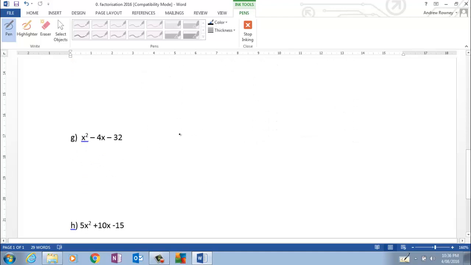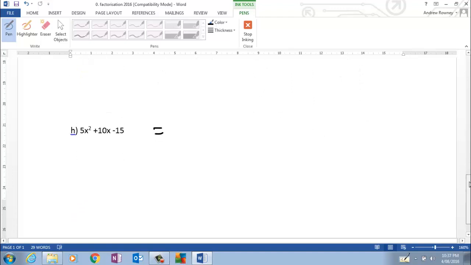This one has no common factor, so we also need to go straight to the brackets. X squared comes from x times x. 32 is 8 fours are 32. To end up with the outers and inners to give minus 4x, we need the minus with the inners, and the outers would have to have the plus.